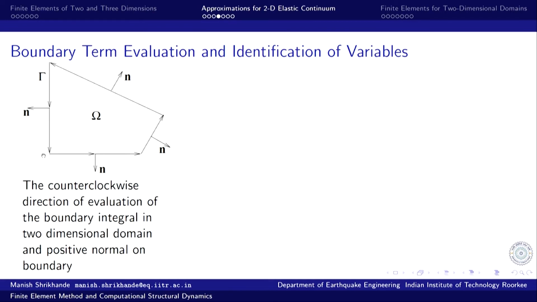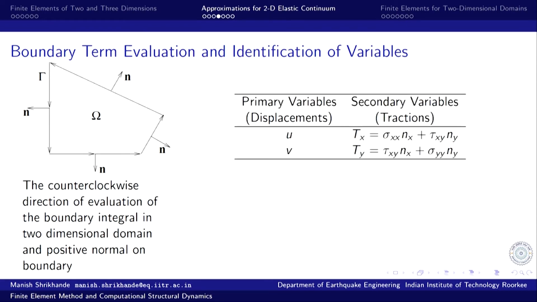So, counterclockwise direction of evaluation of the boundary integral in a two dimensional domain, and the primary variables are displacements u and v, and the corresponding secondary variables are the tractions or forces which are given by T x equals sigma x x n x plus tau x y n y, where n x and n y are the direction cosines of the outward normal with respect to coordinate directions x and y. So, n x is the direction cosine between n and x, n y is the direction cosine between n and y, and similarly T y equals tau x y n x plus sigma y y n y.